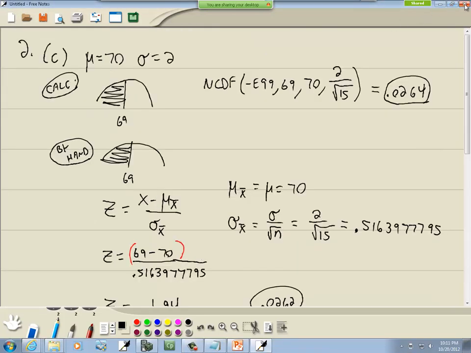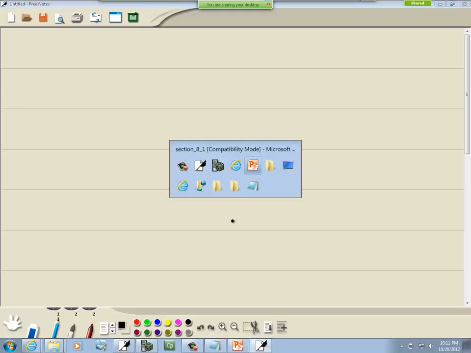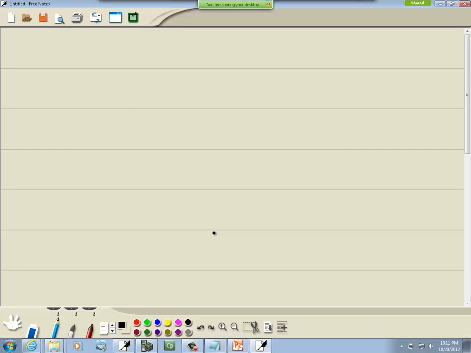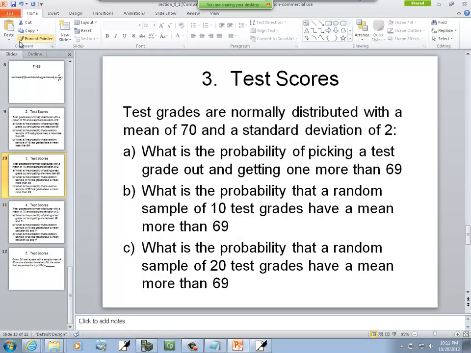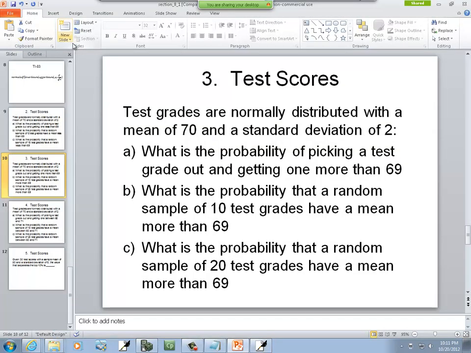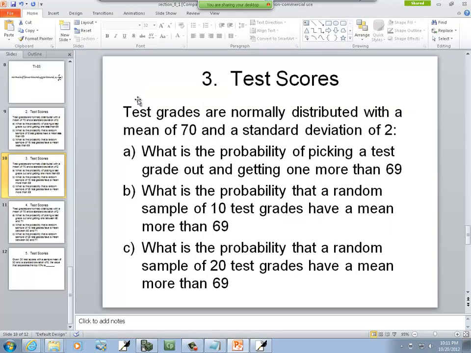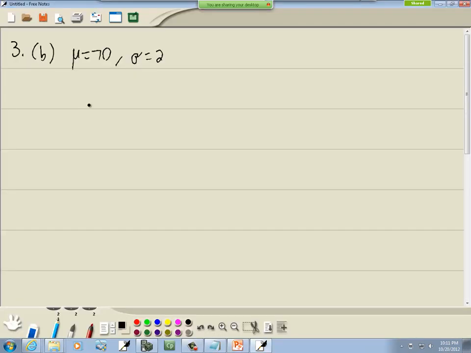Let's take a look at our next part. We'll do part B. So this is 3B. Our mean is still 70. Our standard deviation is still 2. And B says, what is the probability a random sample of 10 test grades has a mean more than 69? So still 69, more than, shaded that way.